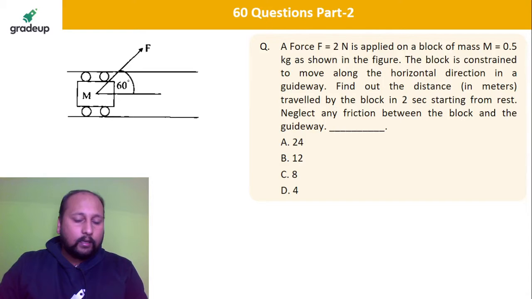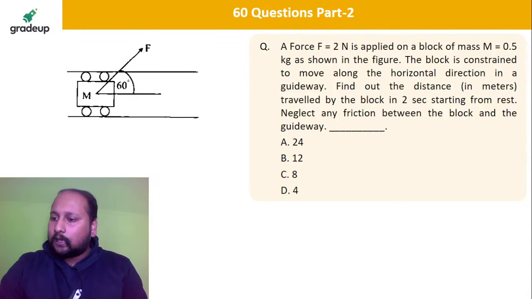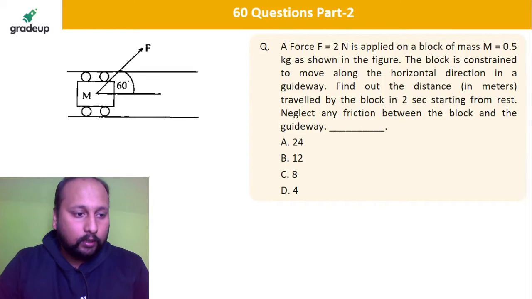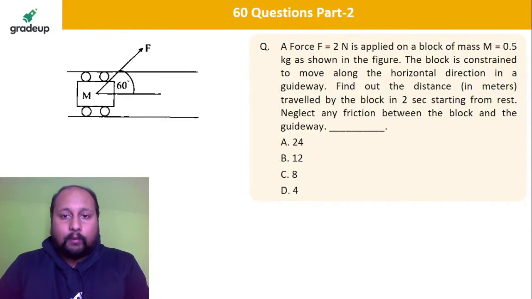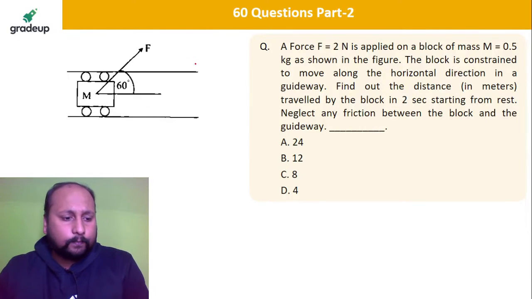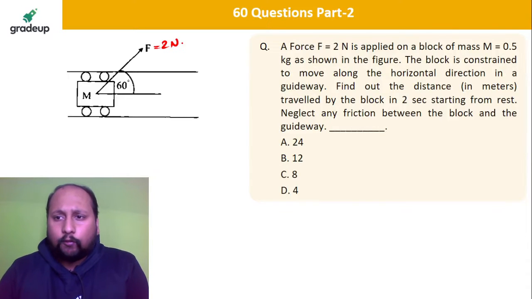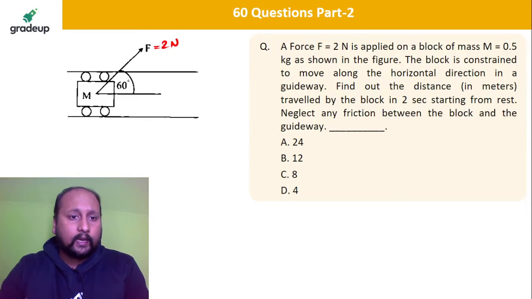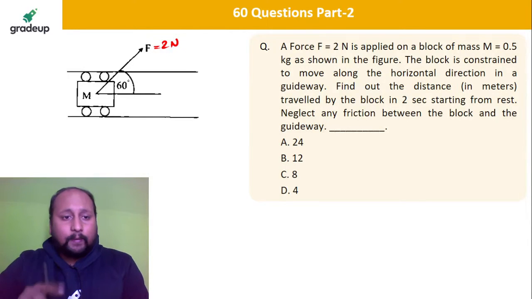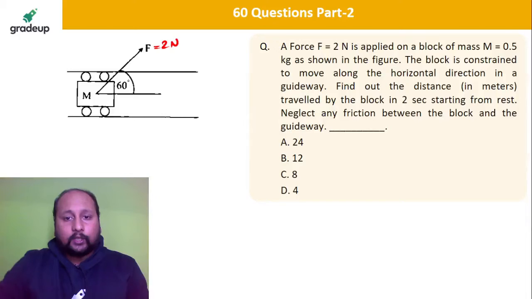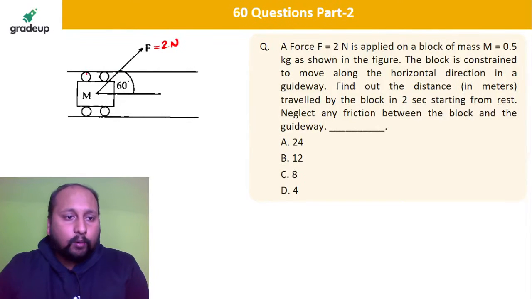Next. This is the second last question, and let's see who will be answering. A force F of 2 Newton is applied on a block having a mass of 0.5 kg as shown in the figure. The block is constrained to move along the horizontal direction. That means the body will only move in the horizontal direction.